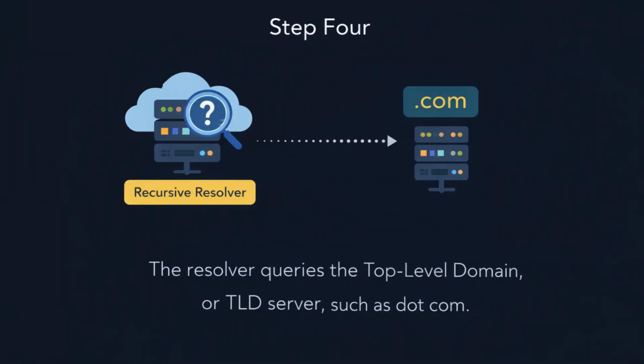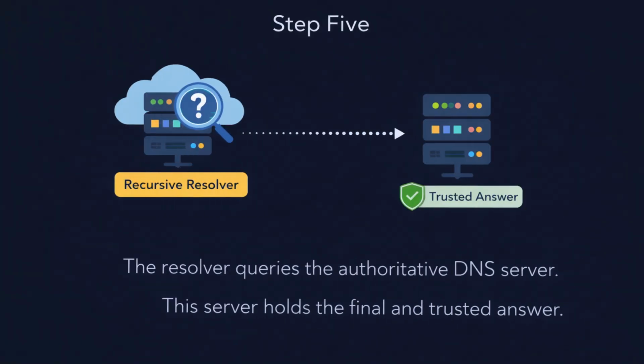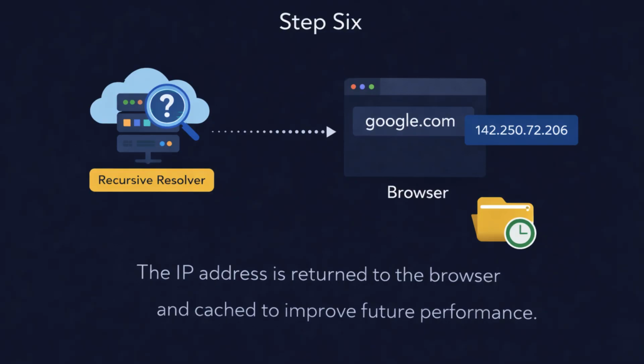Step 4. The resolver queries the top-level domain, or TLD server, such as .com. Step 5. The resolver queries the authoritative DNS server. This server holds the final and trusted answer. Step 6. The IP address is returned to the browser and cached to improve future performance.